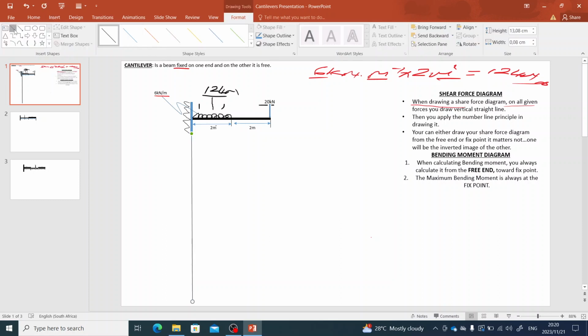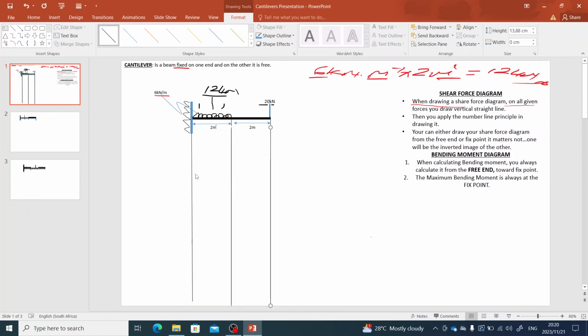On all given forces, this is a converted force here. We don't draw anything. That 12 is a converted force. Here, where the UDL ends as well, you draw the vertical straight line, because your UDL has an effect from the fixed point to where the 2 meters end. Hence, you are supposed to draw the vertical straight line. Now, we are having a force there. We will draw the vertical straight line as well.